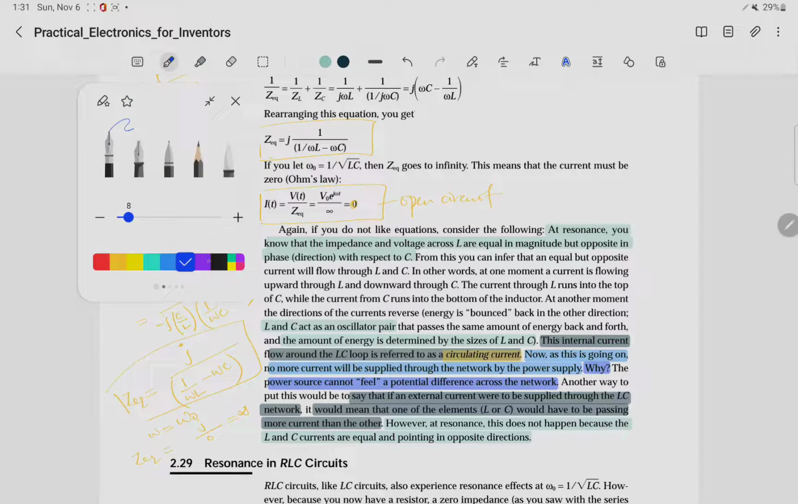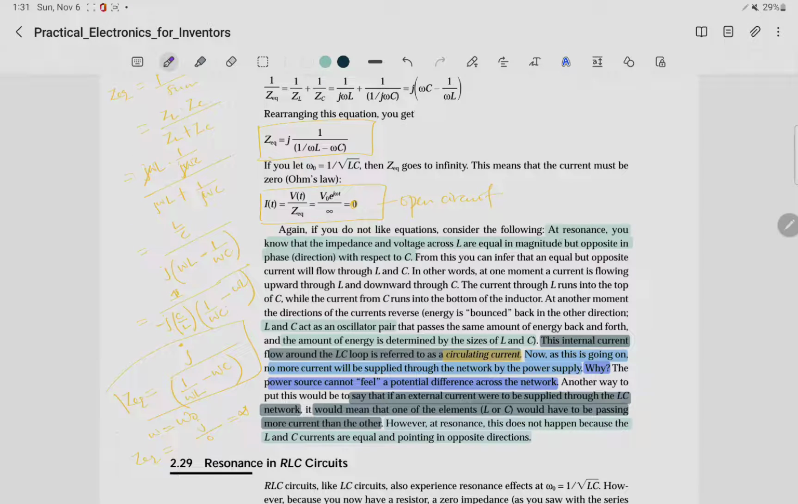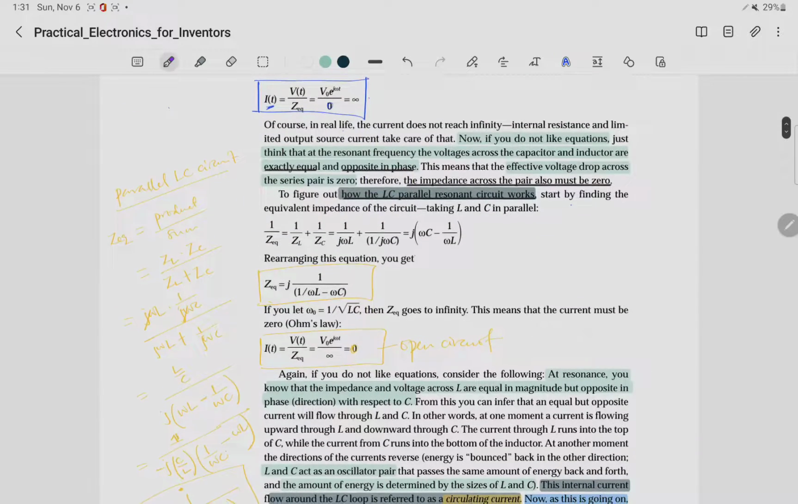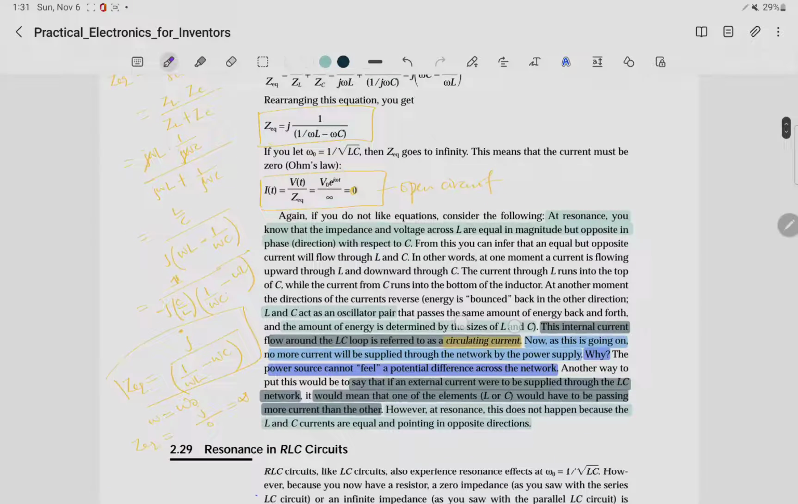Consider the following. At resonance, you know that the impedance and voltage across L are equal in magnitude but opposite in phase with respect to C. So that is true. That is the same thing realized from the first statement up there.